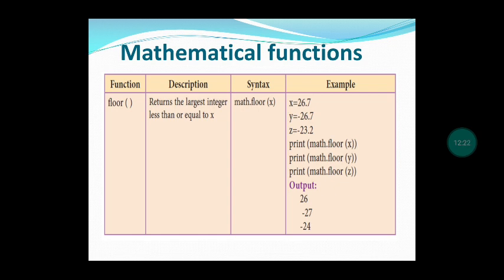Let us see the example for floor function. X value is given as 26.7, y value is given as minus 26.7, and z value minus 23.2. We are using the floor function for x, y and z. We got the answer as 26, minus 27. That is, minus 26.7 becomes minus 27 and minus 23.2 also becomes minus 24. You may think, my 0.2 only is there, why does it come 24? But if you are using the floor function, it returns the largest integer less than or equal to the value. So we have got the answer minus 24.